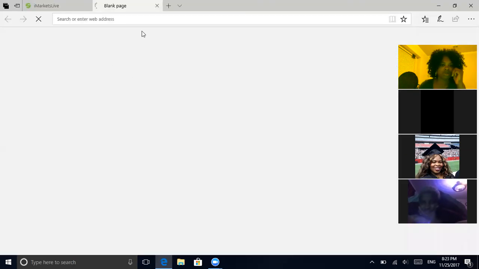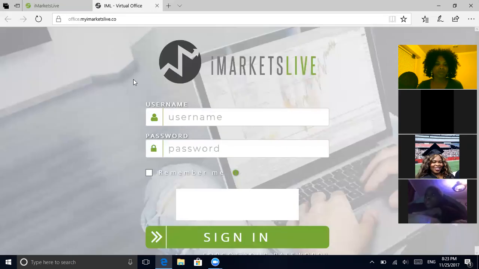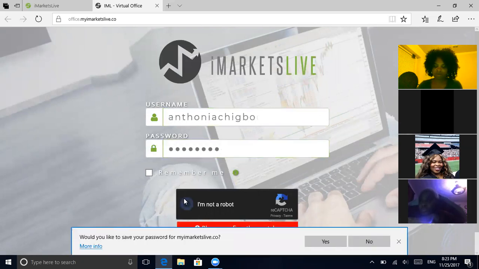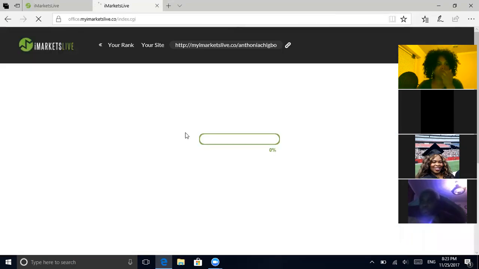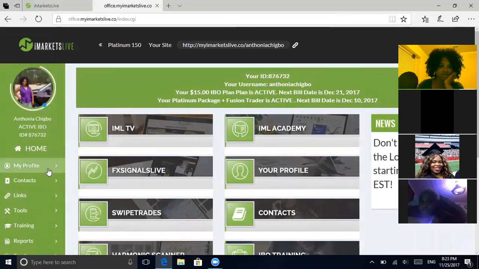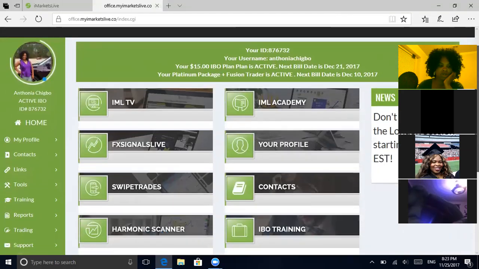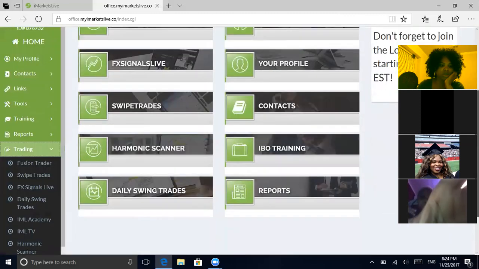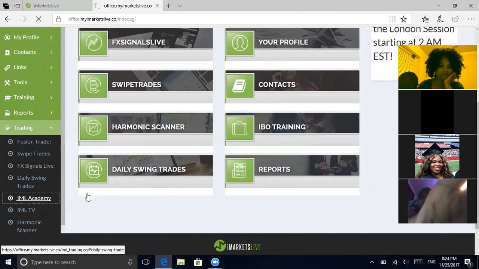So once you log into your back office, I'm forgetting my password. So once you go to your back office, you go to trading. It's gonna look a little bit different for you because you're still a customer. But you go to trading, and you go to IML Academy.